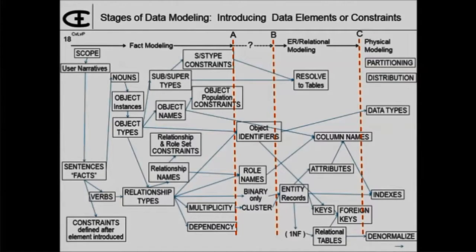And you'll see this is where we're going. Object role modeling takes us up to here. And here we can talk about identifiers, we can talk about role names. Here we do some clustering to begin to form entity records. And so this is more physical.